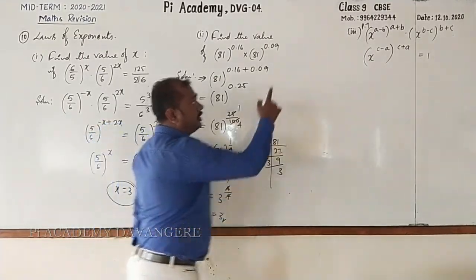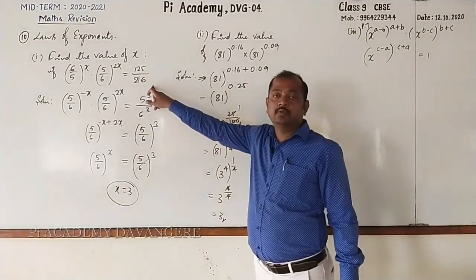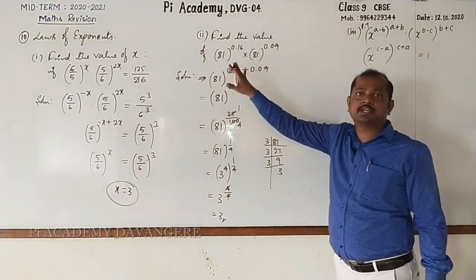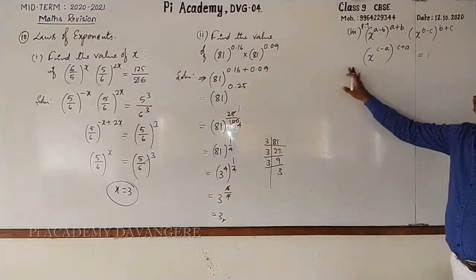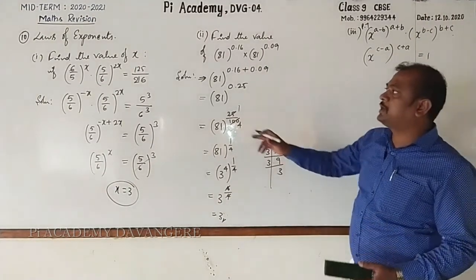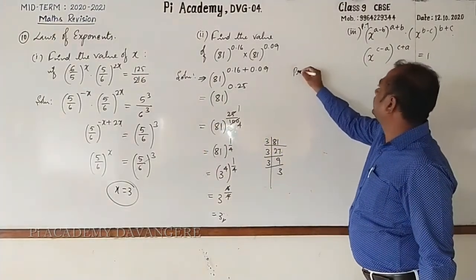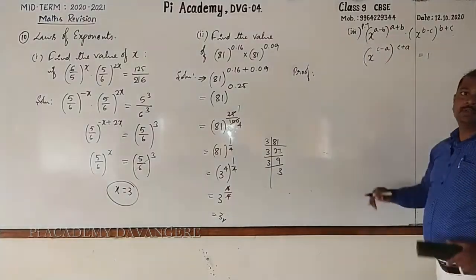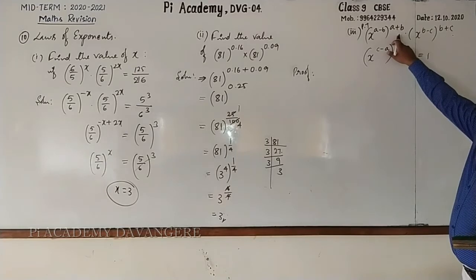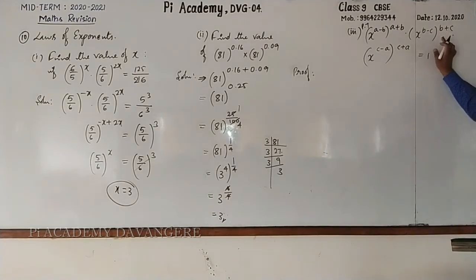Next, here I have written the third one. In the first one, we found out the unknown term. In the second one, we found out the value of the whole statement, whereas in the case of the third one, we are going to prove the statement. So these are the three different types of questions that will be asked on laws of exponents. Go through the third one. It is x raised to the power a minus b whole raised to the power a plus b into x raised to the power b minus c whole raised to the power b plus c.